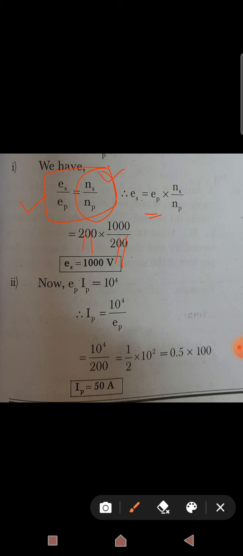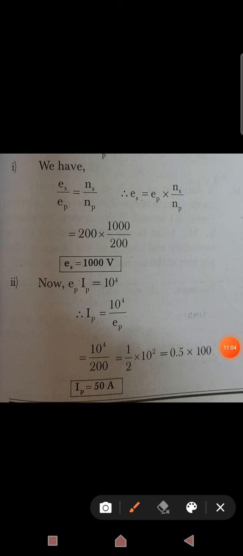200 will get cancelled, so we are getting 1000. So the EMF of the secondary is 1000 volt. Now EP into IP means the power of the primary. So the power developed in the primary coil is equal to EP into IP, which is equal to 10 raised to 4. Then IP is equal to 10 raised to 4 upon EP.